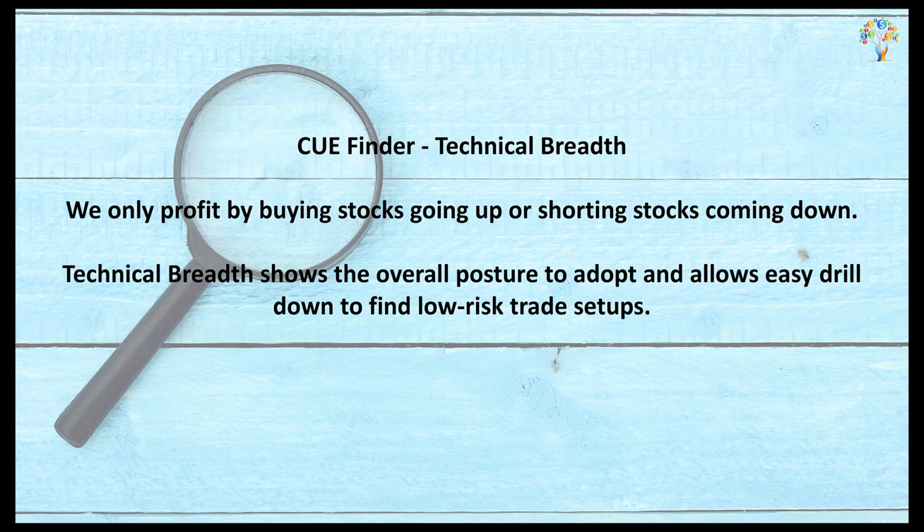The fifth and last dimension of our market level analysis is technical breadth using Q Finder. Most of our trades are directional trades. For such trades, we profit by buying stocks going up or shorting stocks coming down. Technical breadth helps by showing the overall posture to adopt, bullish or bearish, and allows easy drill down to find low-risk trade candidates in that direction.